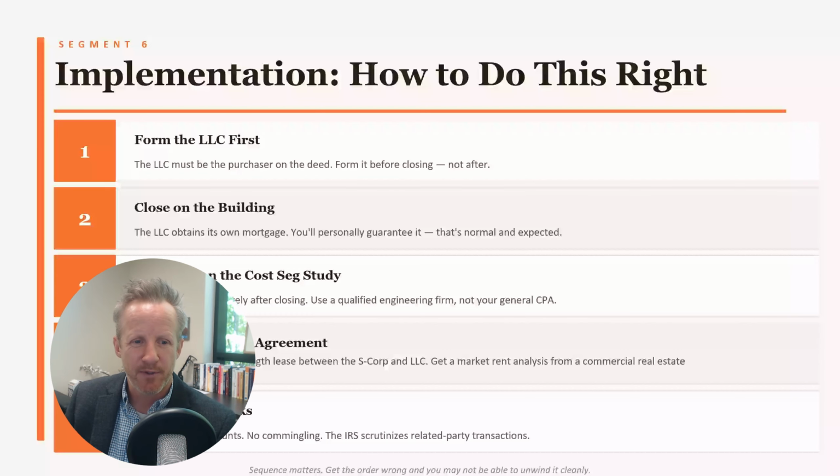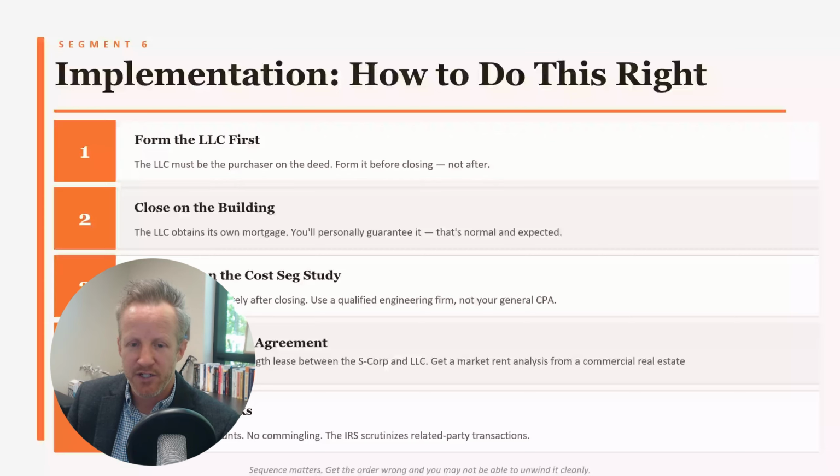All right, so that's step number 2, close on the building. Step number 3, commission the cost segregation study. That's where you will find a qualified company, usually an engineering firm. This is typically not your general CPA. For example, we here at Practice CFO don't do cost segregation analyses.